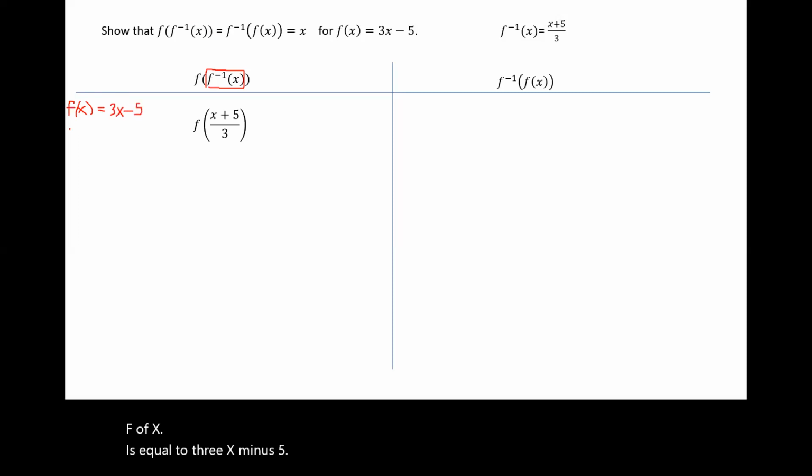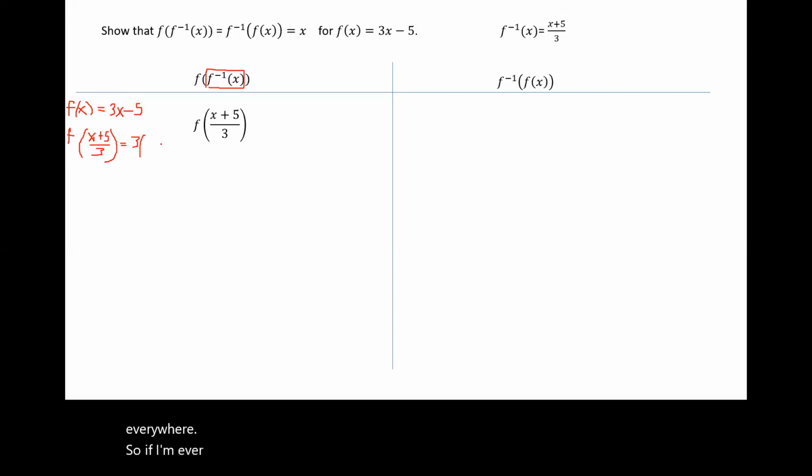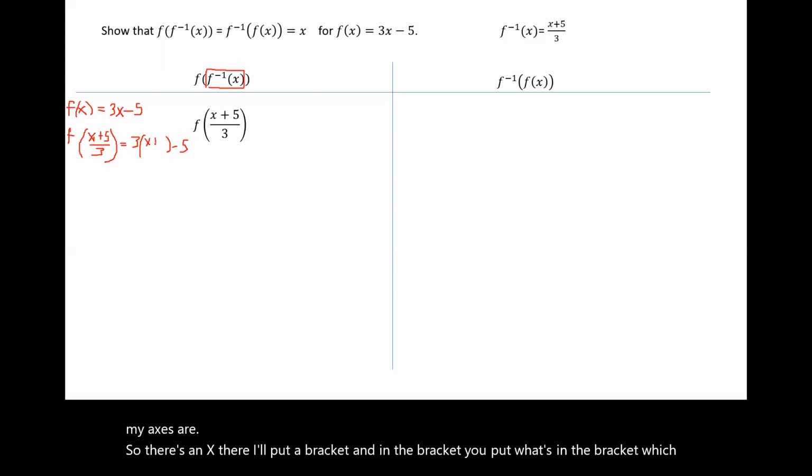We are calculating f of x plus 5 over 3. So what we've done is we've replaced our x with x plus 5 over 3, and we have to do that everywhere. So if I'm ever having trouble with this, I just write down my function with a bracket wherever my x's are. So there's an x there, I'll put a bracket, and in the bracket, you put what's in the bracket, which is x plus 5 over 3.